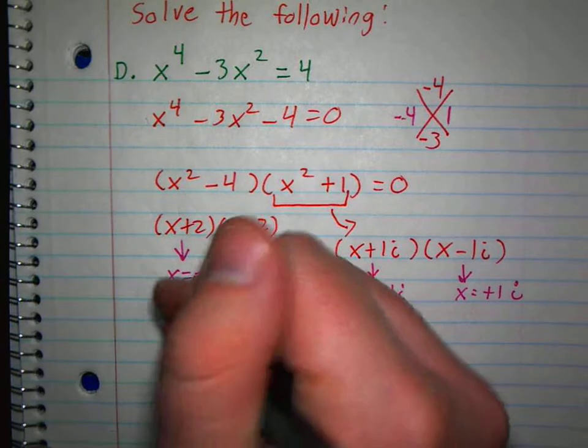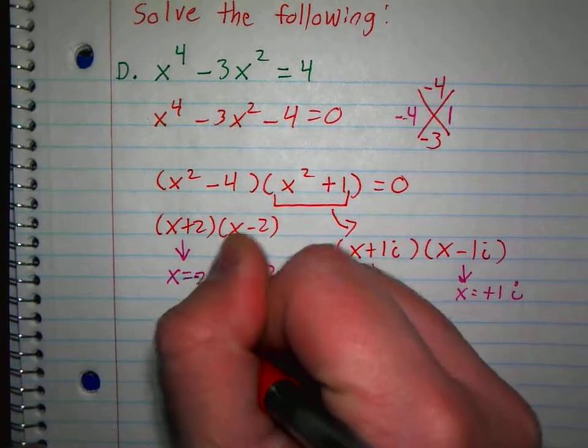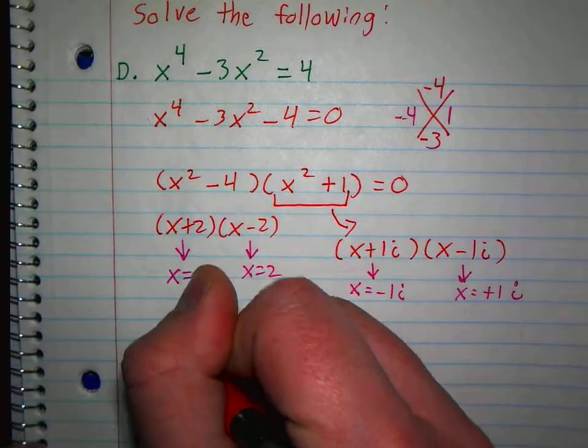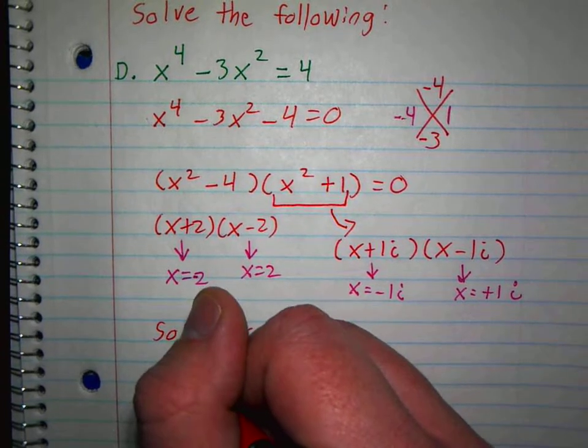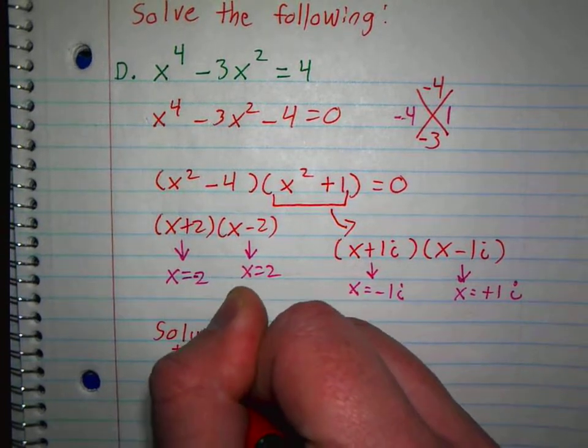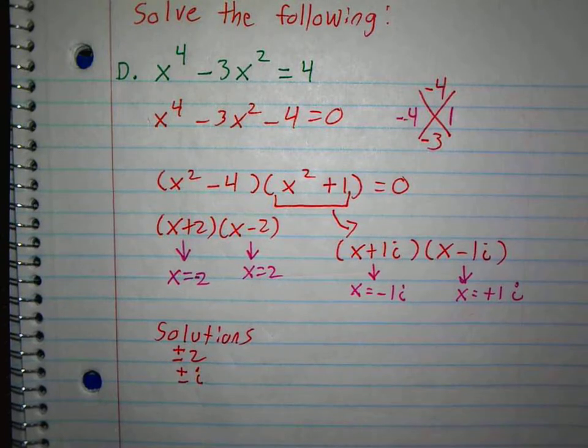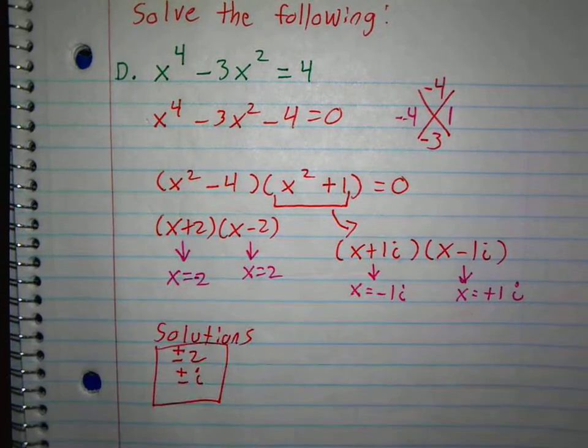So some people write their solutions like this. Solutions, you could write plus and minus 2, right? That means positive 2 and negative 2. And then you could also write down plus or minus i, or 1i, right? So those are my 4 solutions.